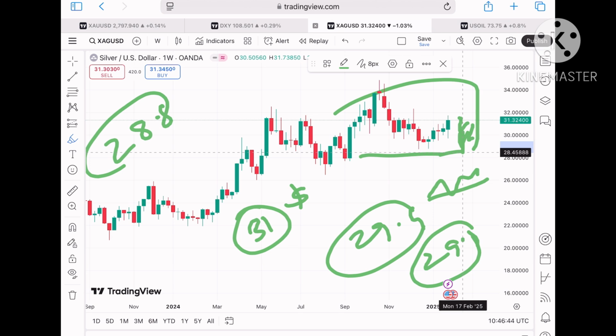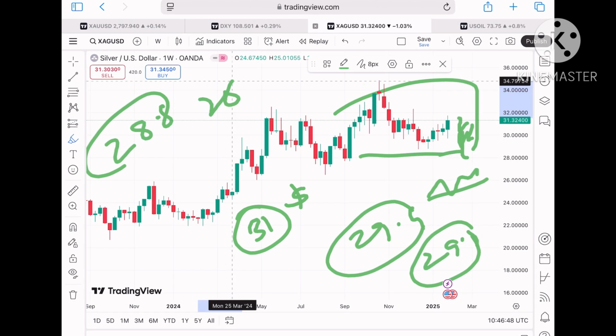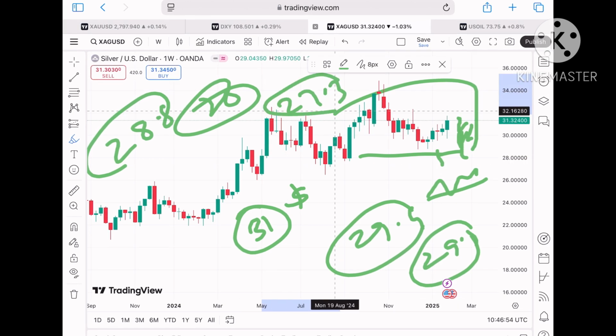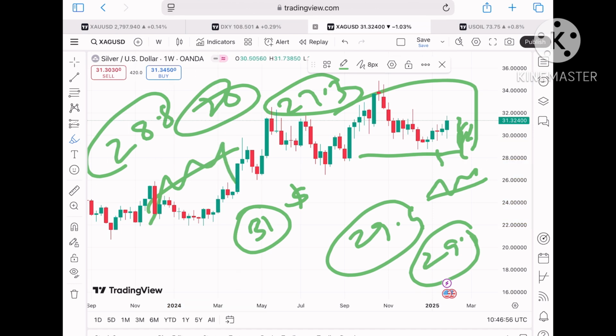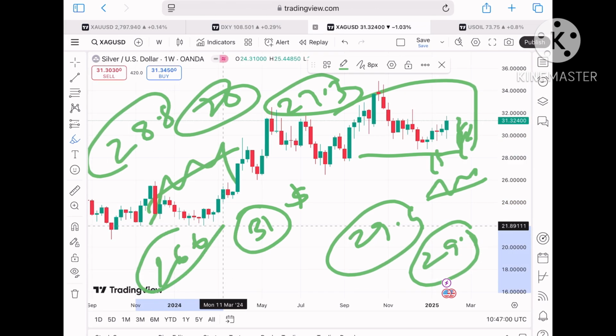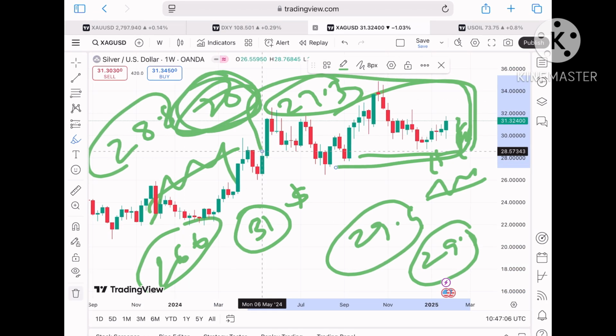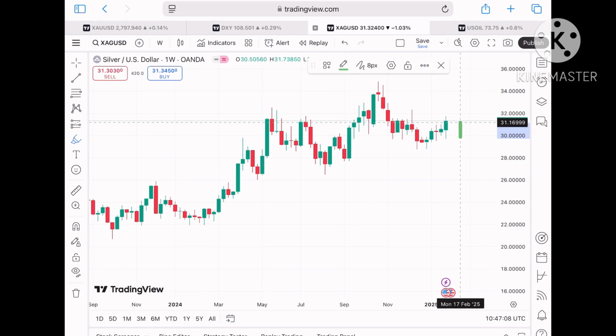So chances of crossing this level, we can see, then it can touch a level of around $28. Once the price starts falling below $28, we will see it will go towards 27.3, which is already being tested. So chances of going further low, we can see, towards a level of 26.6. Chances are high that once the price starts falling to 28, a further downfall we can see, because there will be a zone breakout.